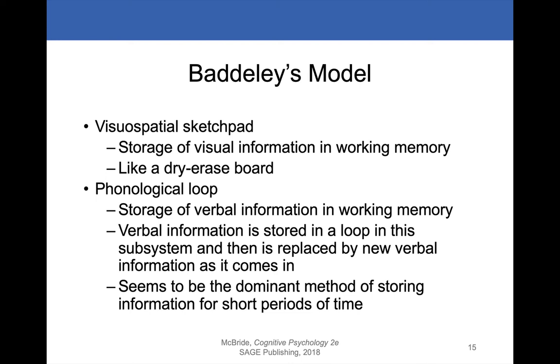Another type of subsystem that Baddeley speculated on was called the phonological loop. The phonological loop is where verbal information is stored, and it's stored in a loop in the subsystem, and then it's replaced by new information as it comes in. The reason it's called a loop is because while it's stored, it's sort of being repeated so that it stays in the working memory.